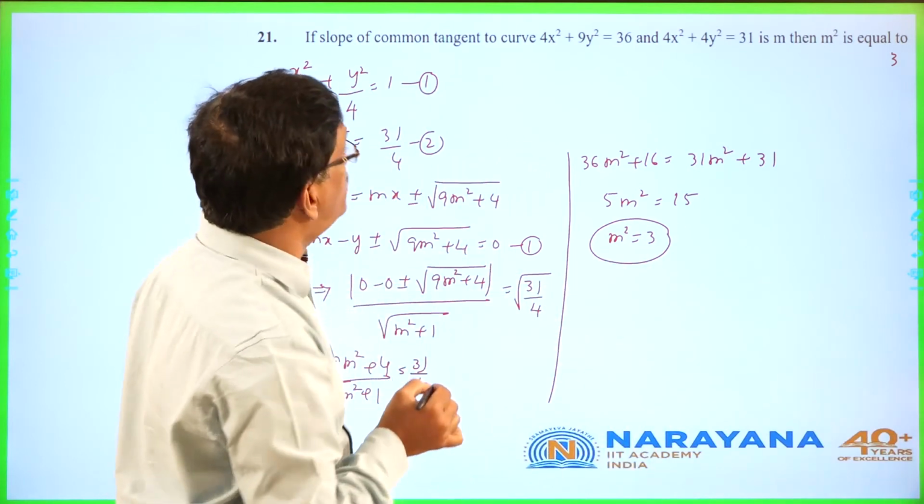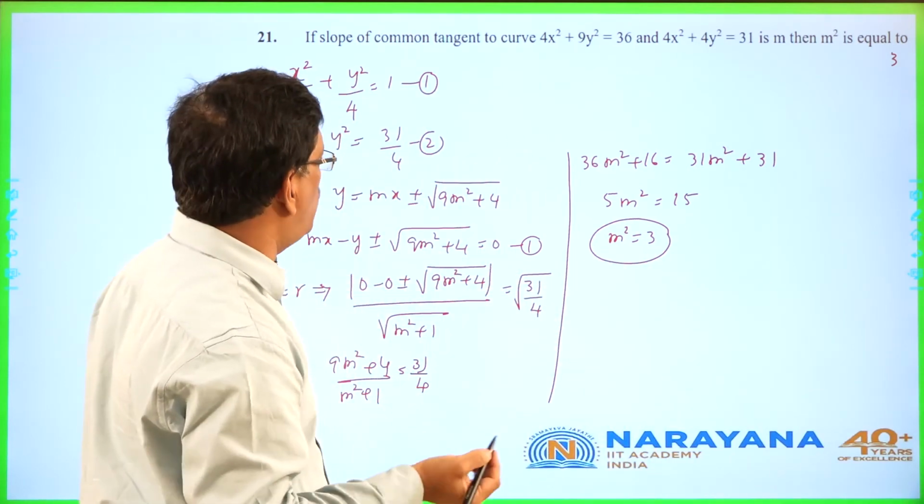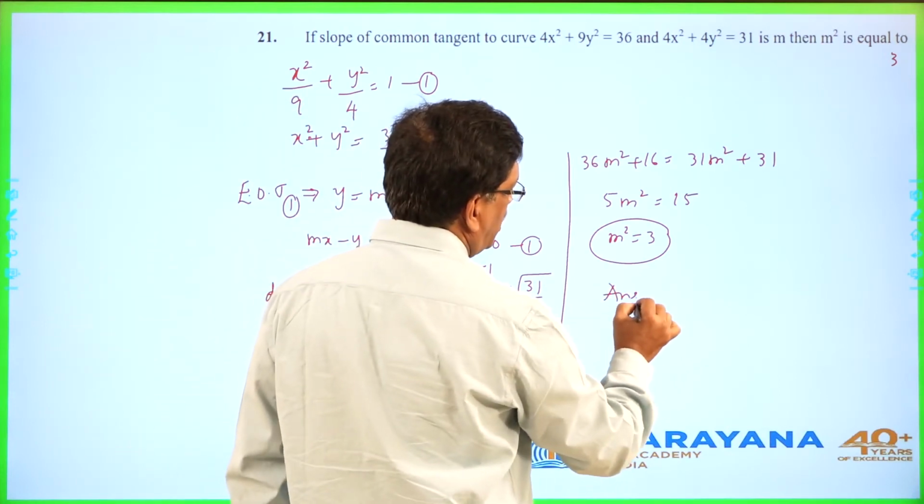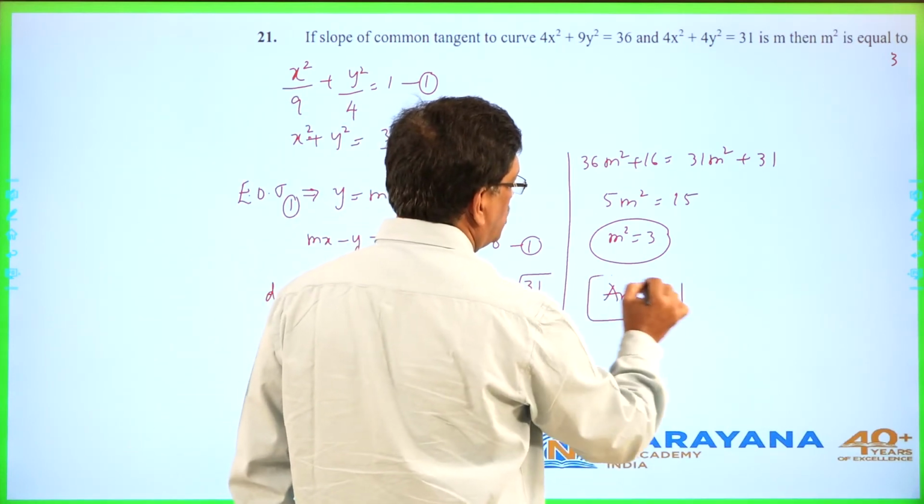Now what is he asking? Find the value of m square. That's all. It is 3. Your answer in this case is equal to 3.